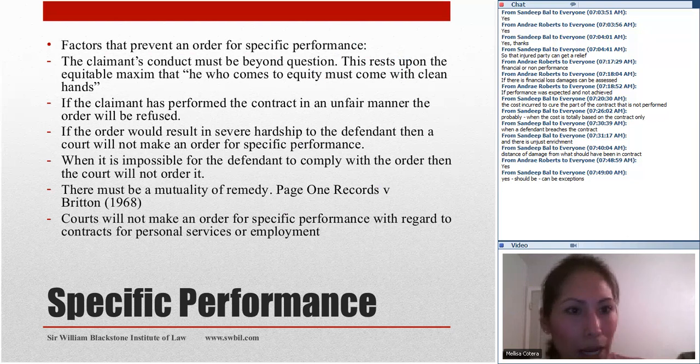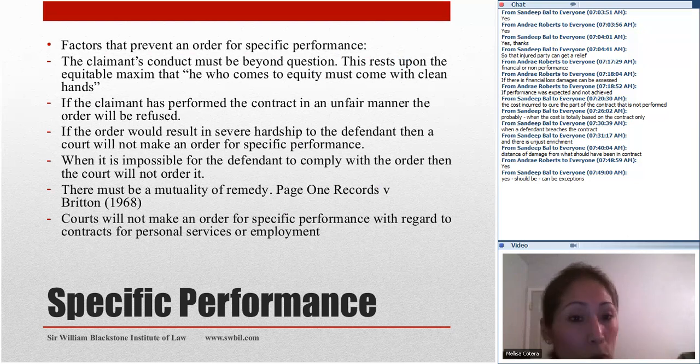If the claimant has performed the contract in an unfair manner, the order will be refused. If the order will result in severe hardship to the defendant, then a court will not make an order for a specific performance. When it is impossible for the defendant to comply with the order, then the court will not order it. This is the case, for instance, when the defendant has contracted to sell land that he doesn't own. So that is impossible for the defendant to comply with the specific performance.